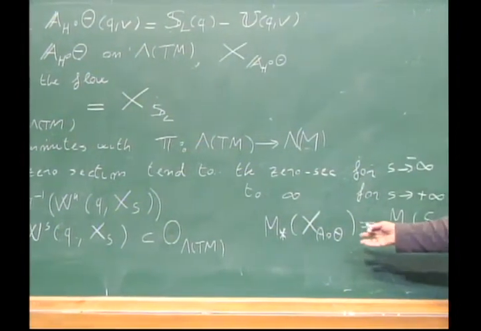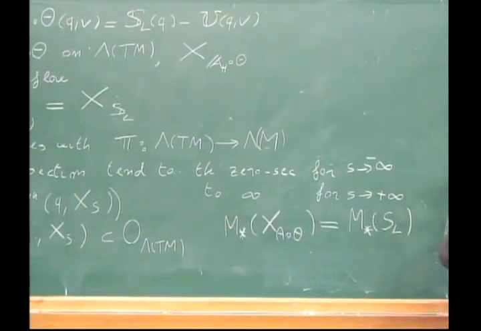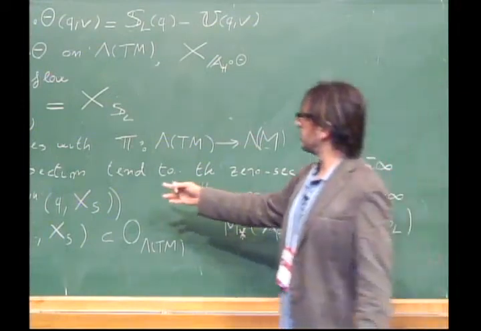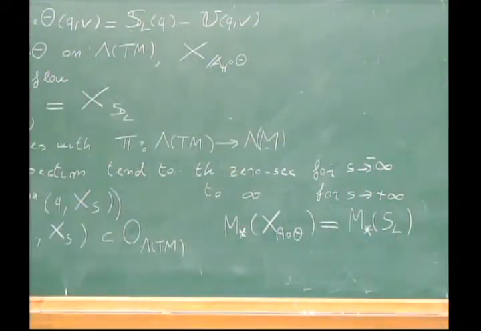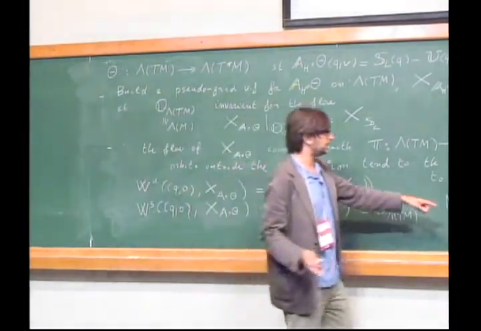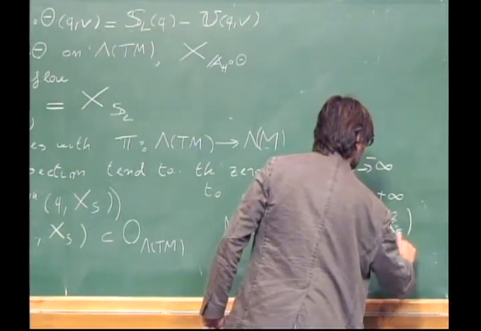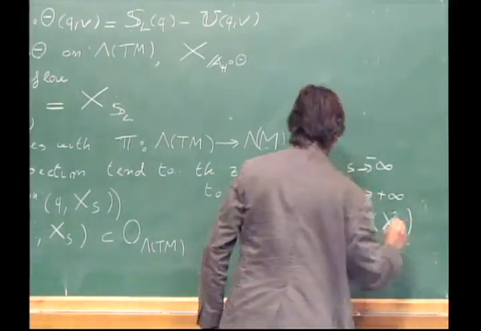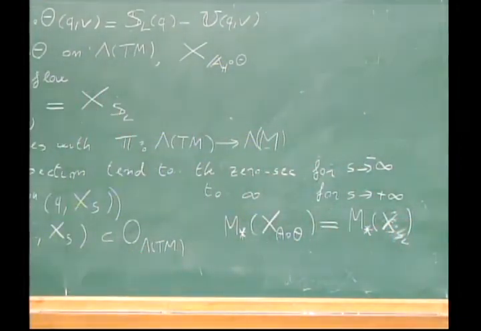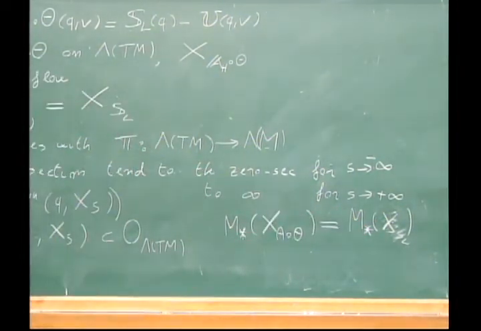Well, just because of the Morse complex, meaning defined by using intersection of stable and unstable manifolds. Just because stable and unstable manifolds can intersect only on the zero section, where the restriction there of the vector field is precisely X_S_L, is precisely this vector field here. Okay? So this is the first thing.